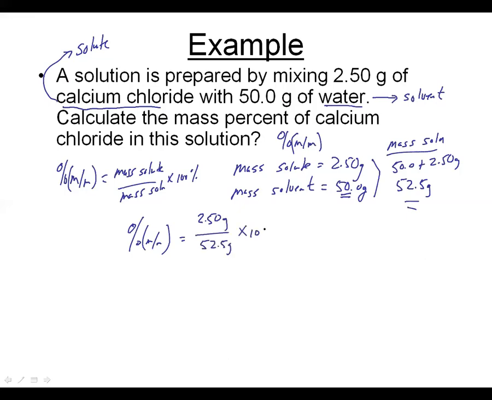So we want to take our solute, which is 2.5, and divide it by our 52.5, which gets us something like 4.76%. And usually people will write m/m to indicate that it's mass percent. And let me fix that, it's not sodium chloride, I got that in my head. It's calcium chloride. There you go.